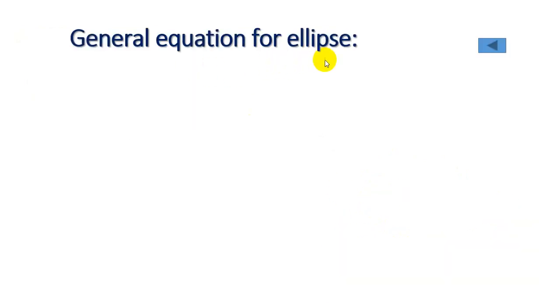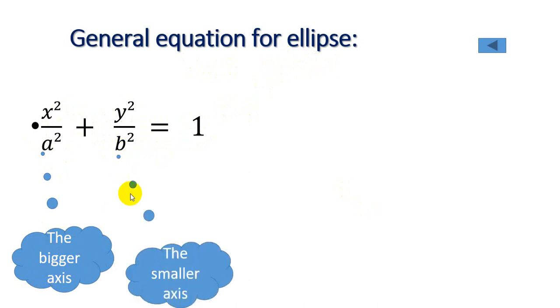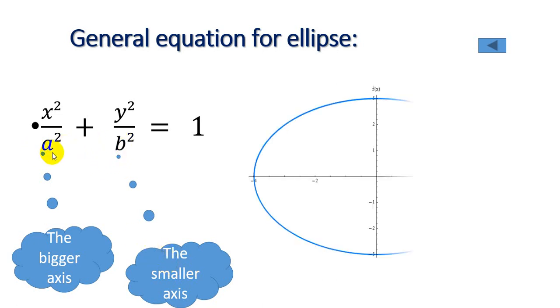The general equation for the ellipse is x square over a square plus y square over b square equals 1. This one is the bigger axis, and this one is the smaller one. So if you change both axes, you will change the general equation.